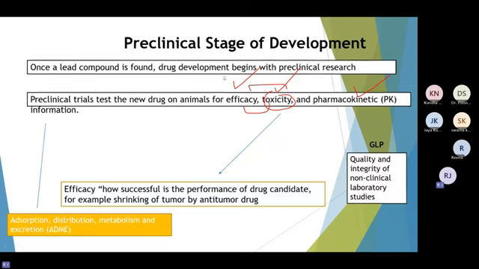Okay. And toxicity, you people all understand, right? Toxicity means whether it's having any negative effect on the cells, organelles, or any pathophysiology of the body. And pharmacokinetics means four properties: absorption, distribution, metabolism, excretion. Okay.